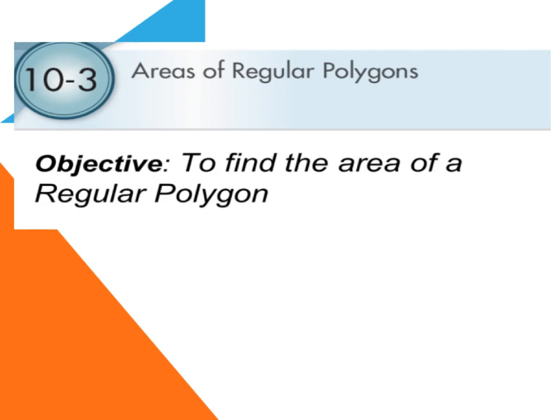10.3, finding the area of a regular polygon. We have to review what a regular polygon is. Regular polygon means they have congruent sides and congruent angles, so they're all the same.